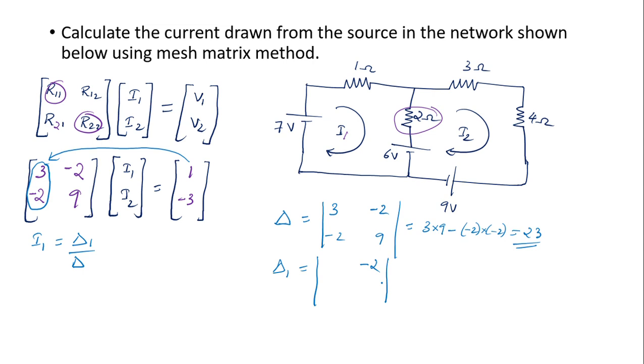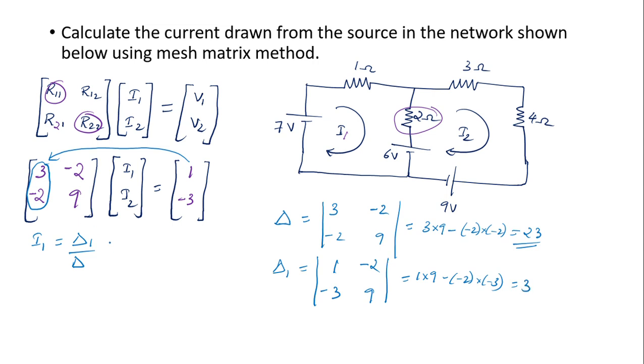So the remaining columns are -2 and 9. That is not going to be changed. And the first column is going to be replaced with this column matrix, whose values are 1 and -3. You take the determinant of this matrix, you will get 1 into 9 minus 2 into -3, which gives the value 3.